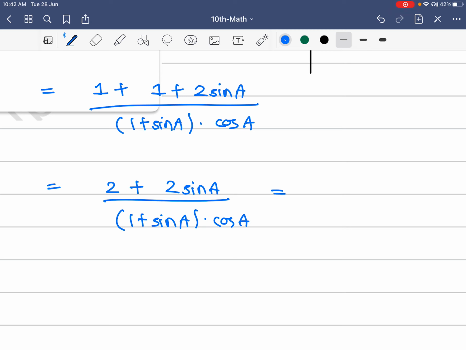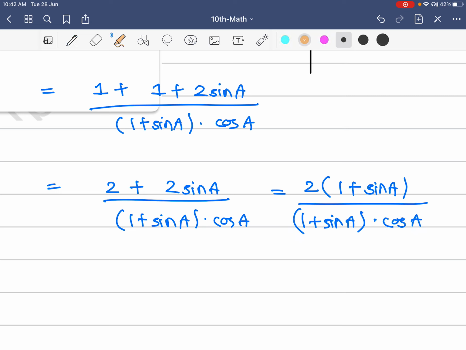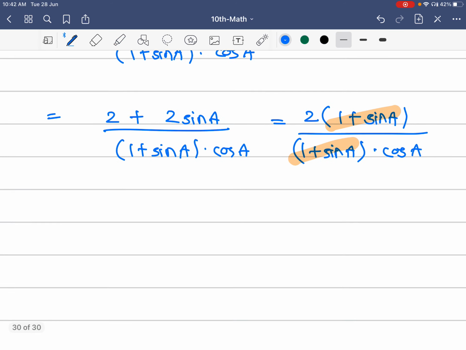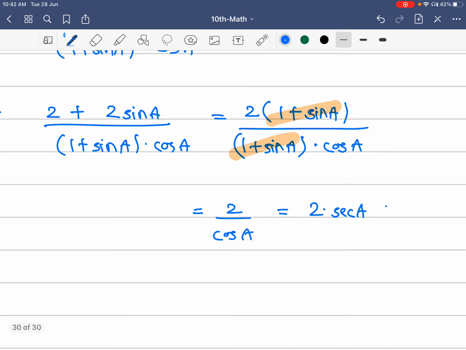Now 2 is common in the numerator, so I'll take 2 out of the bracket. So we are going to have 1 plus sin A in the numerator, and in the denominator we already had 1 plus sin A. So those two terms are going to cancel each other out. Okay, let me use the highlighter. This and this are going to cancel each other out, and what we are going to have is equal to 2 upon cos A. Okay, but 1 upon cos A is equal to sec A, so that is going to be 2 into sec A, which is our right hand side.